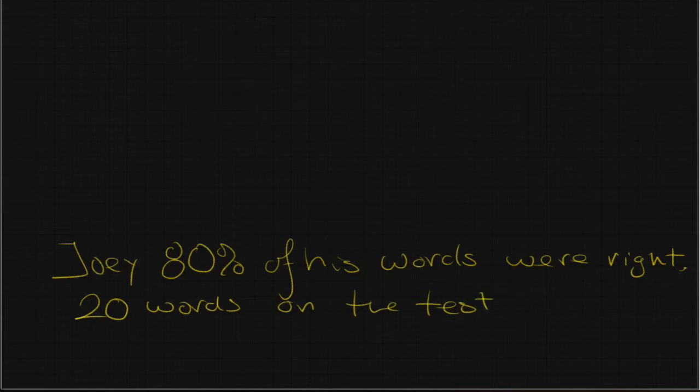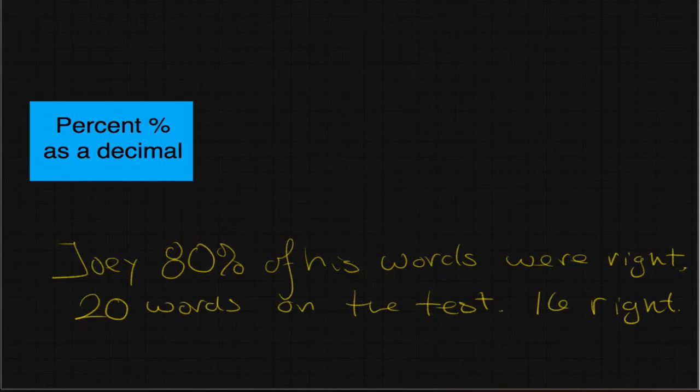And that's really all you need to figure out how many you spelled correctly, but let's just go ahead and figure it out. That means that there were 16 right. I'll tell you how this works. There are three things going on in every percent problem. And one of them is this, the percent. And we usually write it as a decimal, right?